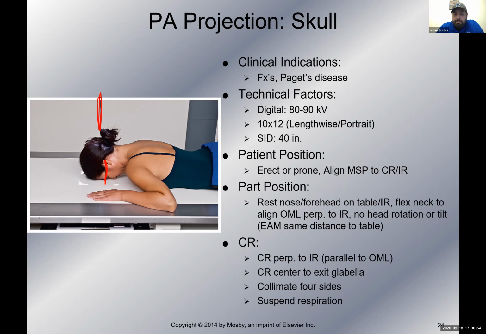You're going to center the exit at the glabella. So it's not the nasion like the PA axial projections. It's a little bit higher. It's the glabella. Again, find that crosshair on the table. Make sure one crosshair goes this way, one crosshair goes that way, and they meet in the middle of the glabella. Collimate and suspend respiration.